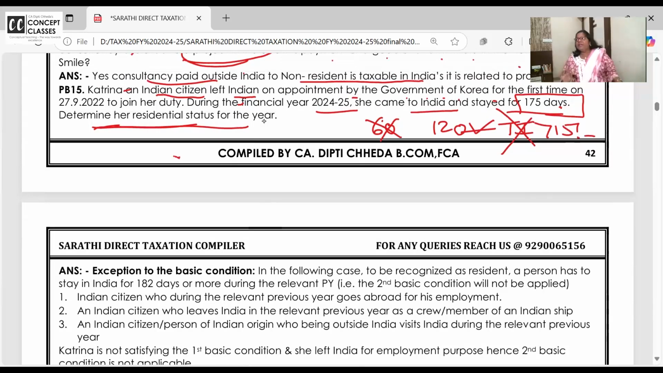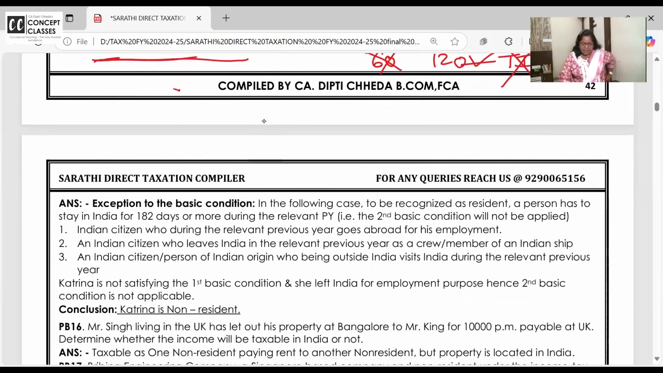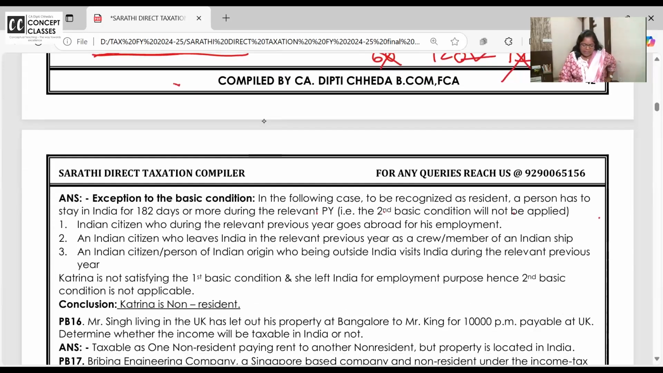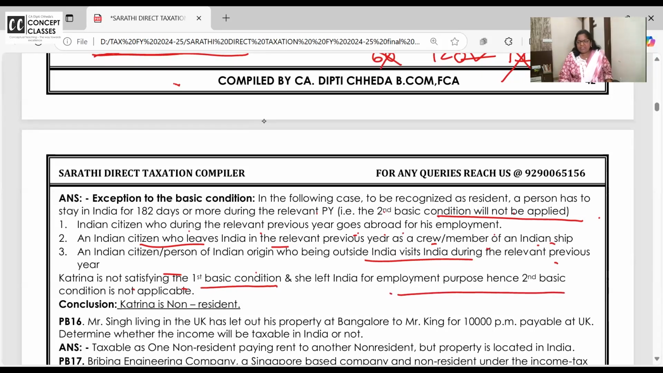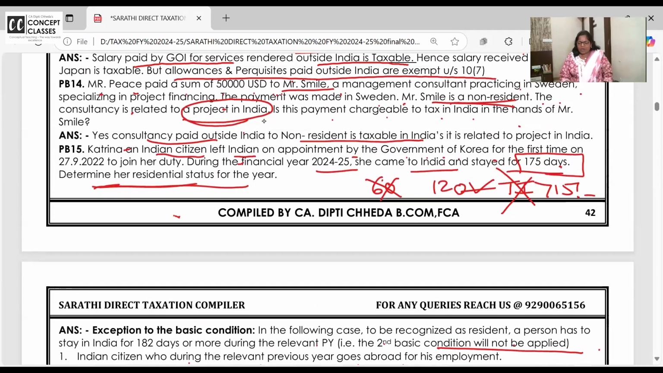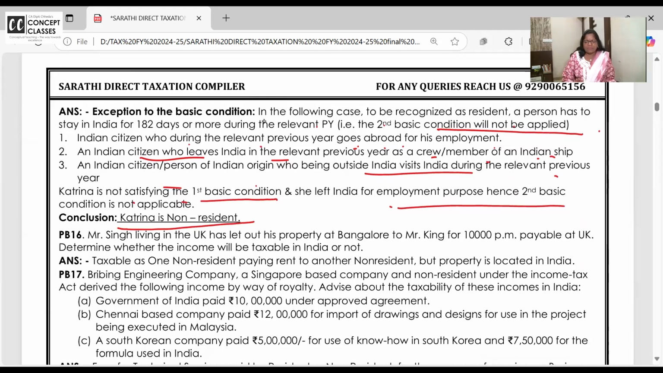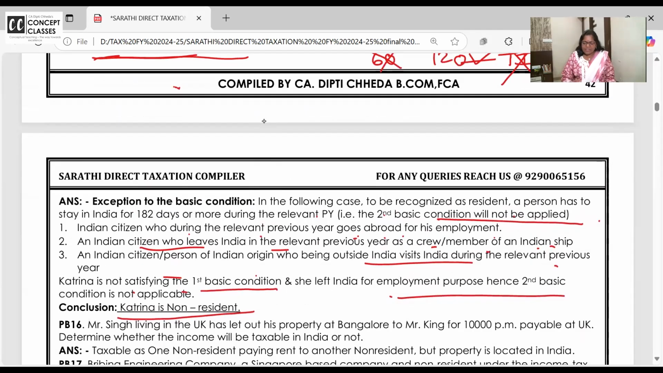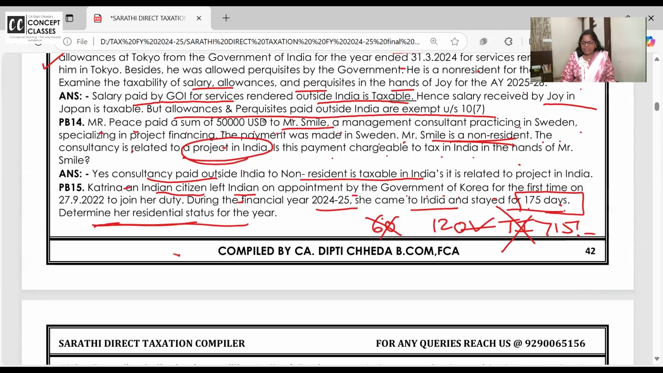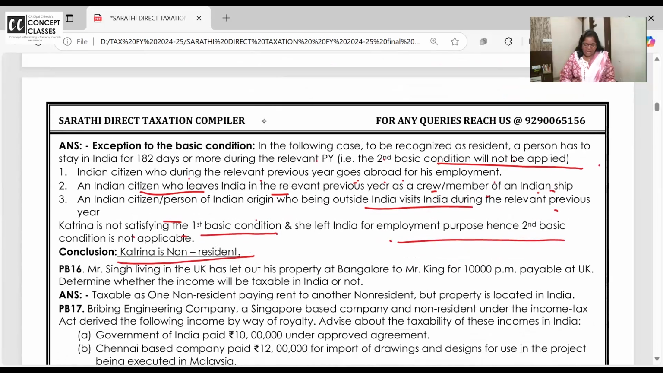Whenever they ask determine residential status, please write it. In the following cases, an Indian citizen who leaves India, the second basic condition is not applicable: an Indian citizen who leaves as a member of crew, an Indian citizen who goes abroad and visits India. Katrina is not satisfying the first condition and the second condition is not applicable because she has gone for work to Korea, for employment. So Katrina is a non-resident. Easy. First condition, she is not satisfying, 182 days. Second, 60 days, 120 days is not applicable.